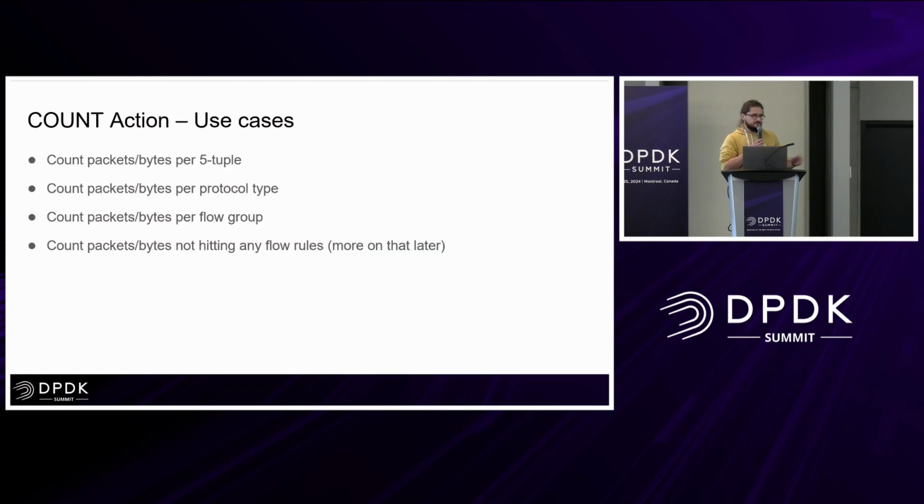So using this simple action, these simple APIs, we can basically count how many packets were matched against a given 5-tuple or given protocol type or given flow group, or even how many packets were not processed by any flow rules we created. This will be covered more later.